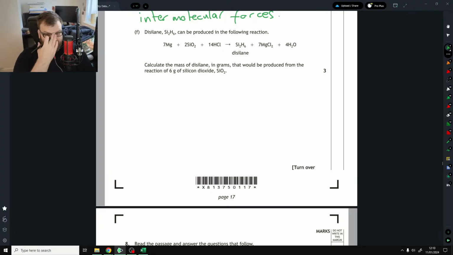This question is one of our calculation questions. We have to calculate the mass of disilane. That's what I need to do at the end. That would be produced from 6 grams of silicon dioxide.